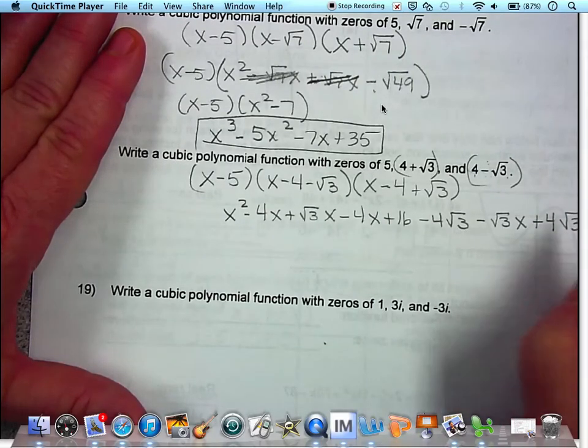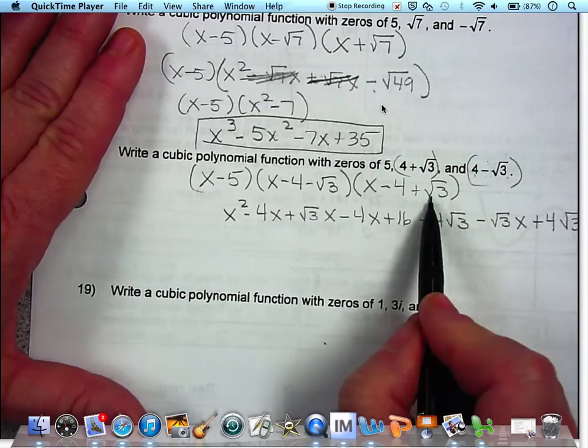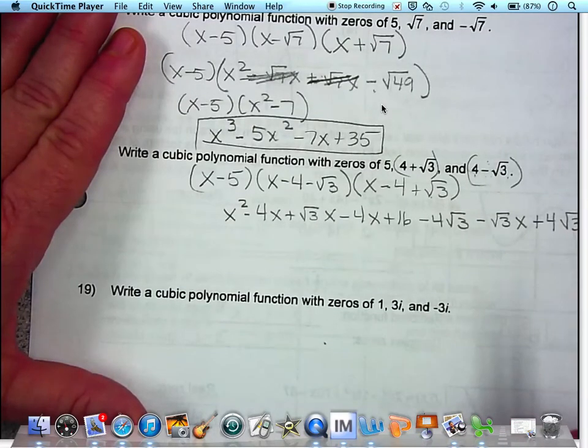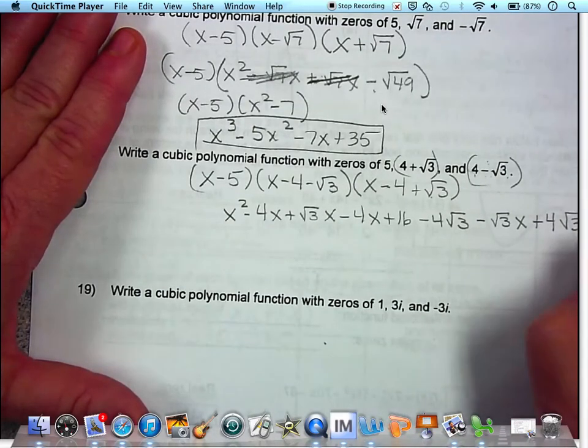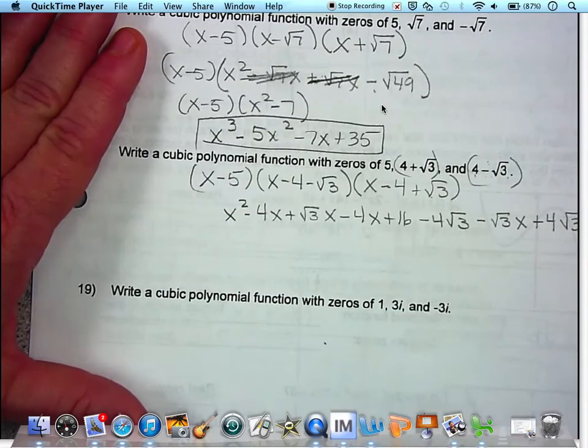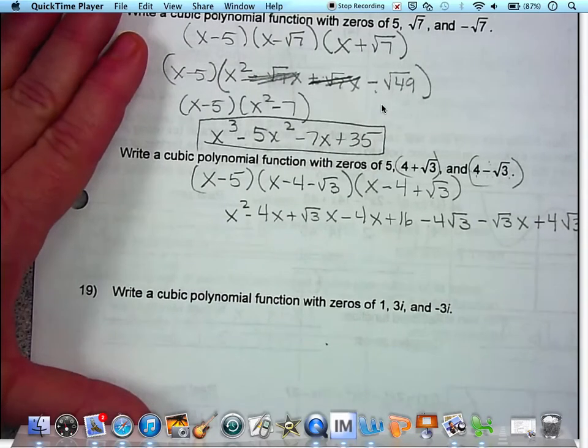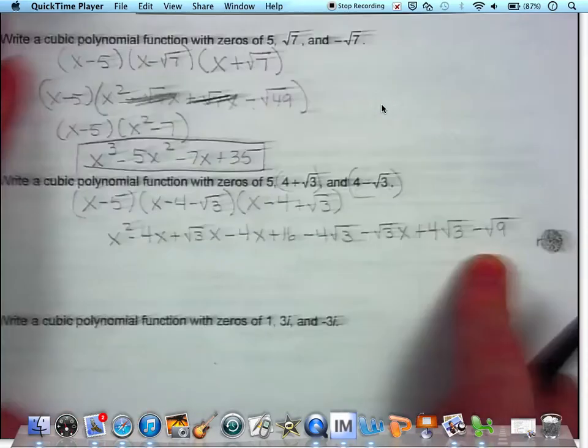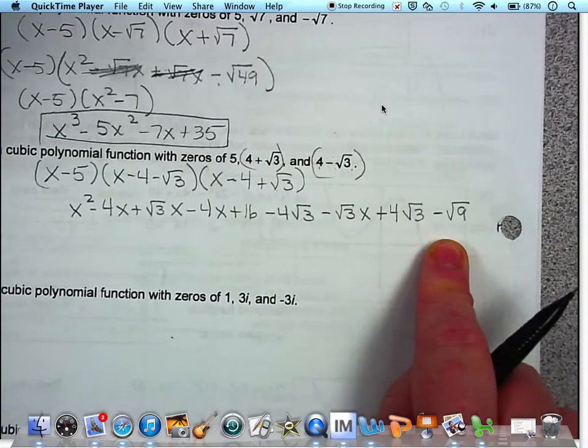Negative square root of 3 times square root of 3 is negative 3. So this is gone. This is gone.